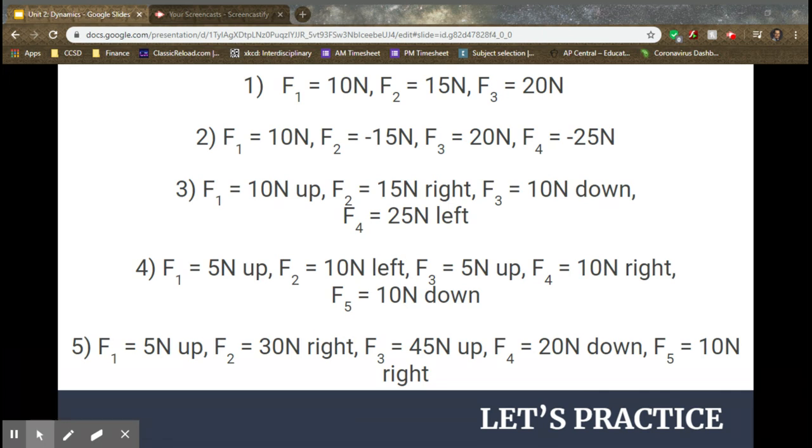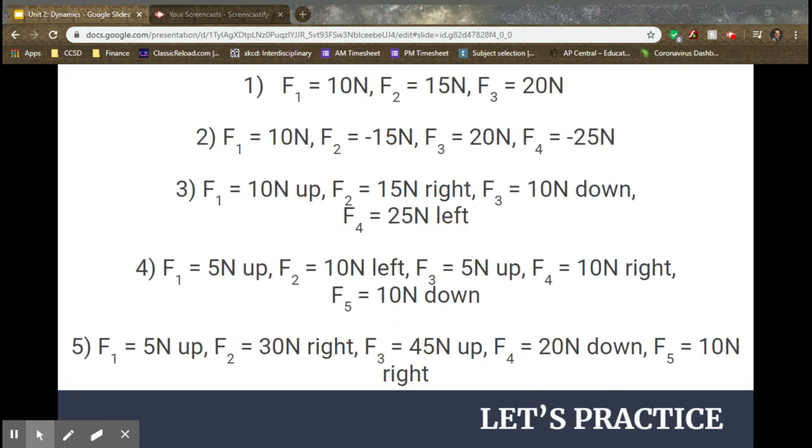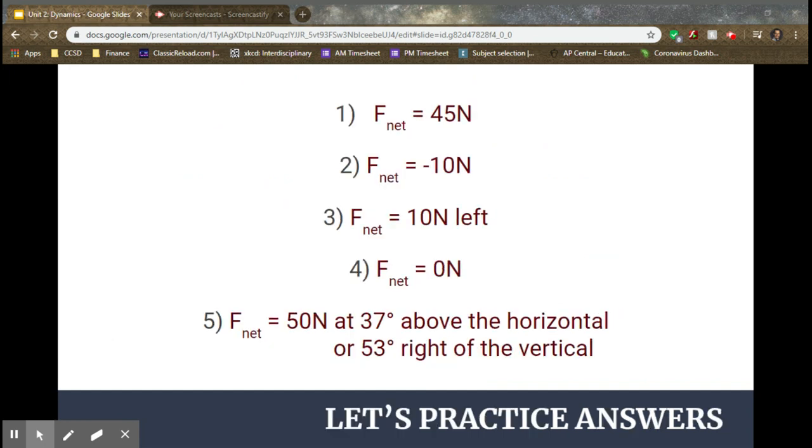All right. Hopefully you paused it, got it figured out. Let's see what the answers are, all right? The first one, your net force should have been 45 newtons. Number 2, your net force was negative 10 newtons. Okay. Notice, if I go back, number 1 and number 2 didn't have up, down, right, left. It was just positive or negative.